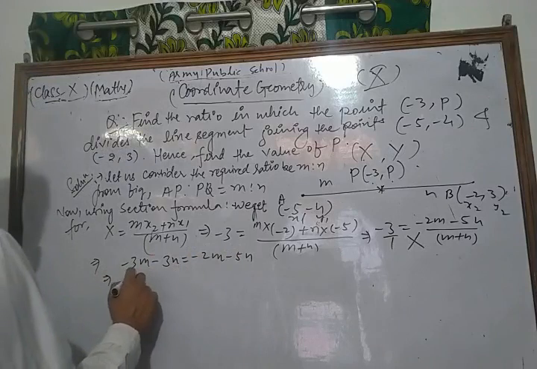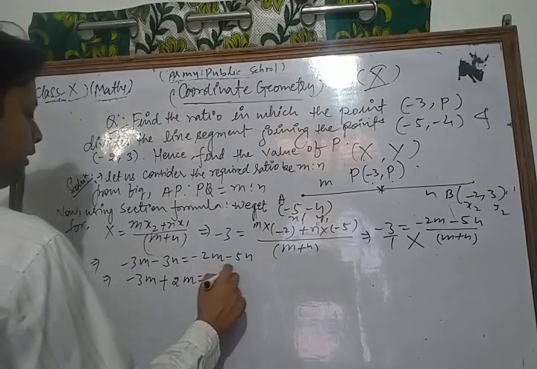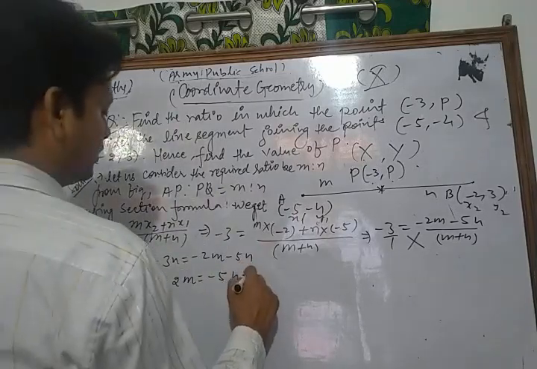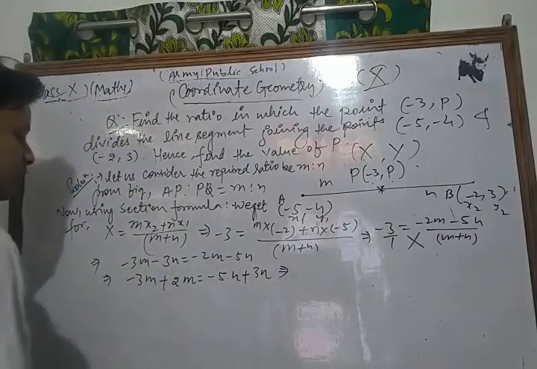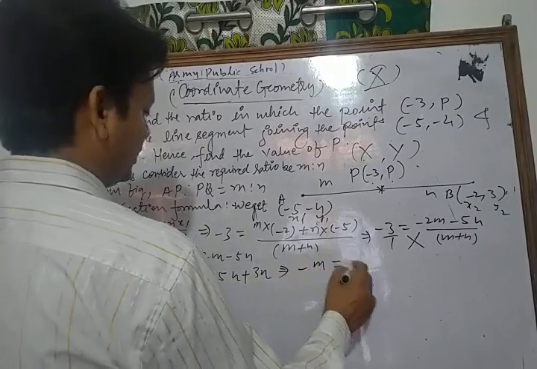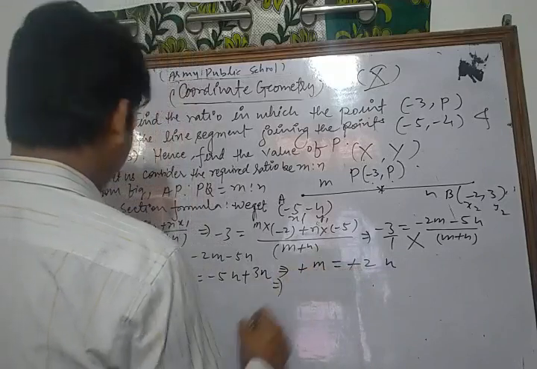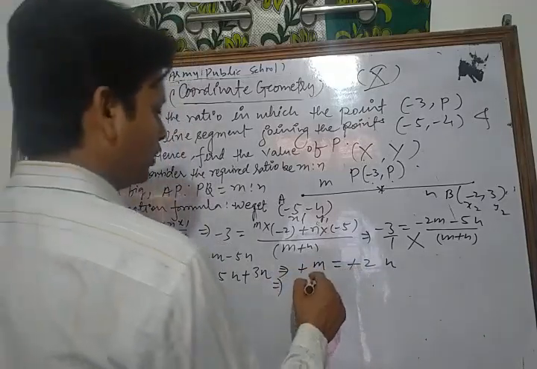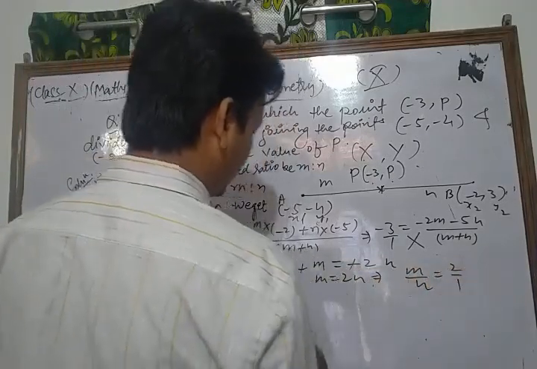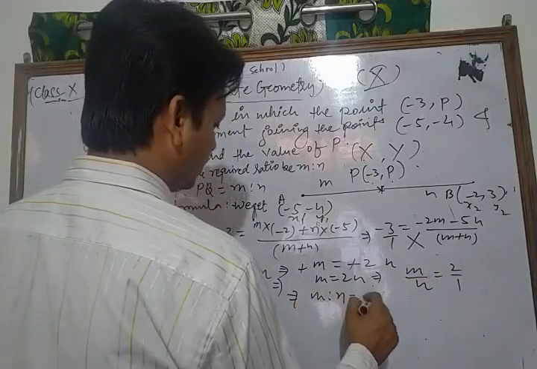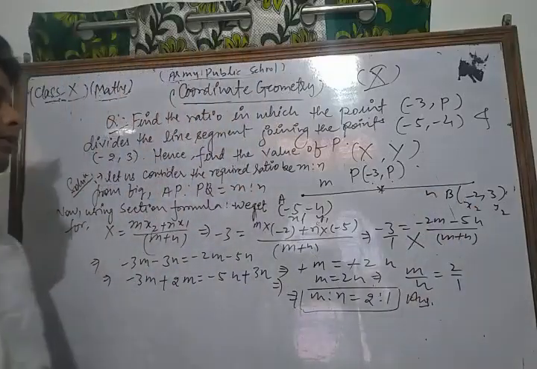Now we separate the variables. Minus 3m minus 2m, transferring to that side, and minus 3n transferring to that side becomes plus 3n. So we get minus 3m plus 2m, which is minus m, is equal to minus 2n. The minus signs cancel each other, so m is equal to 2n, that is m upon n is equal to 2 upon 1. Thus the required ratio m is to n is 2:1. This is your first answer which we required.